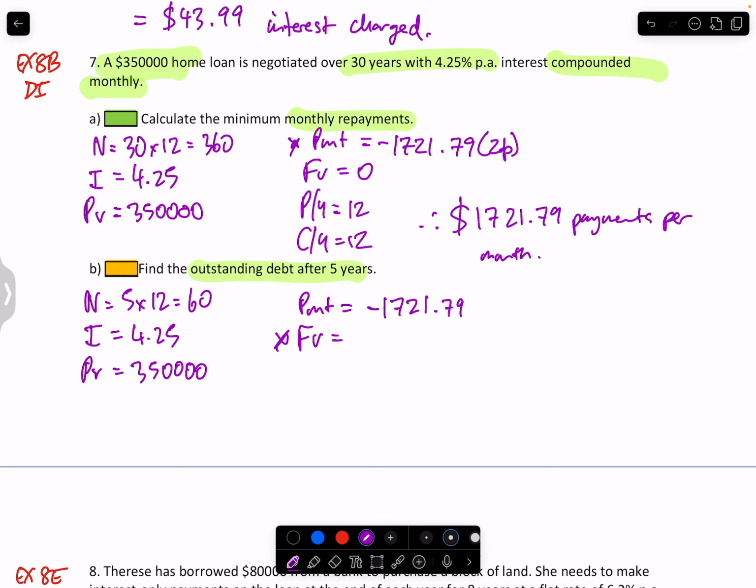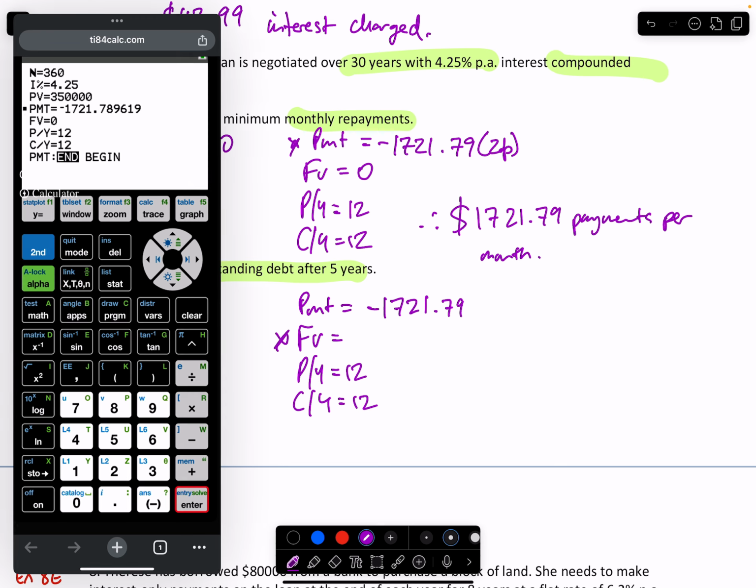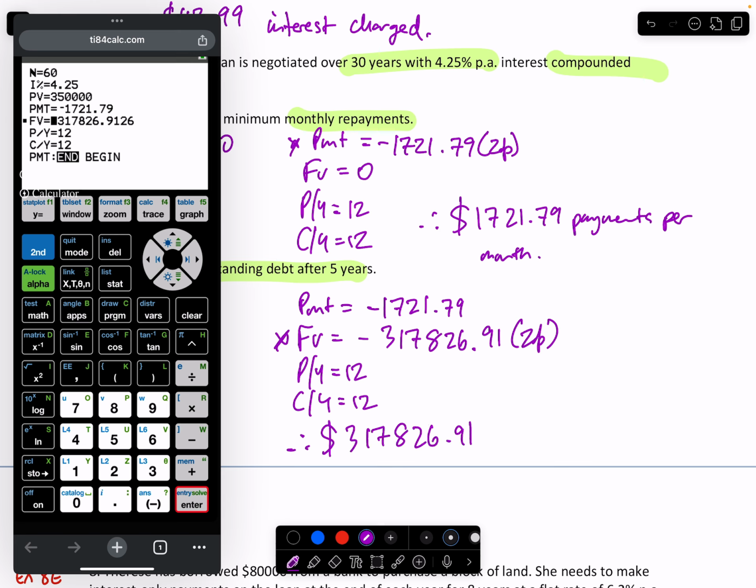I'm solving for FV, the outstanding debt. PY and CY are both 12. 60, negative 1721.79, alpha, enter. So that tells me I'm going to have $317,826.91 to 2 decimal points. Therefore, $317,826.91 outstanding debt after 5 years.